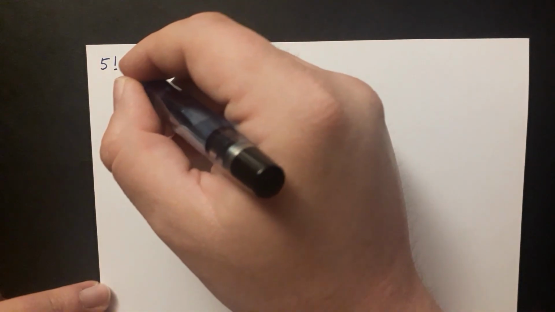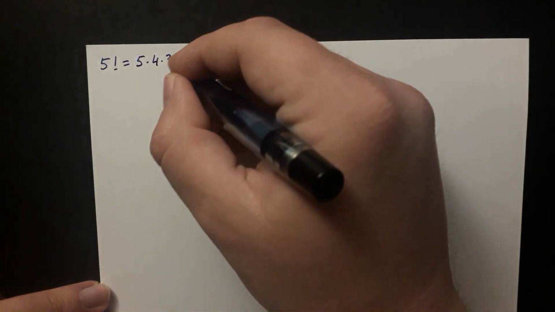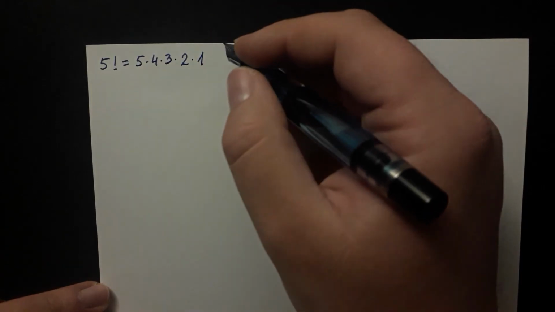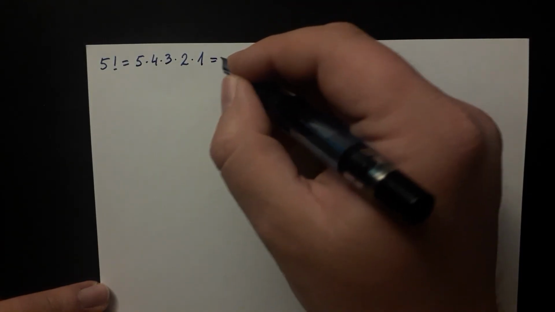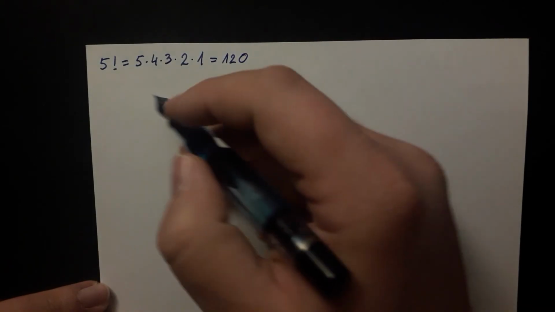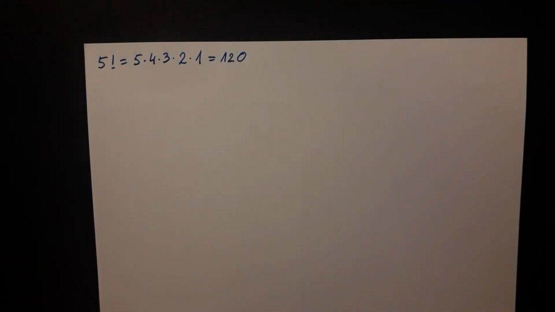Factorial means that you are looking for a product where you start from the number given and calculate the product of all the numbers down to 1. For the number 5, this is 5 multiplied by 4 multiplied by 3 multiplied by 2 multiplied by 1, and the final result of this product is going to be 120. So 5 factorial is equal to 120.